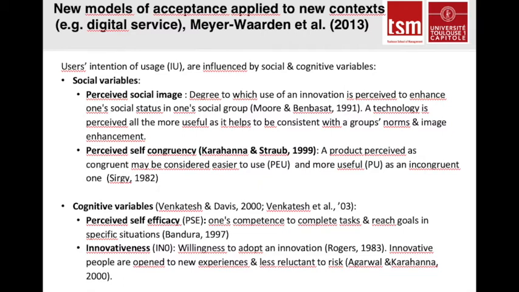Cognitive variables include perceived self-efficacy, which is one's competence to complete tasks and reach goals in specific situations due to a new technology. And innovativeness is the willingness to adopt an innovation. Innovative people are more open to new experiences and innovation and less reluctant to perceived risk.